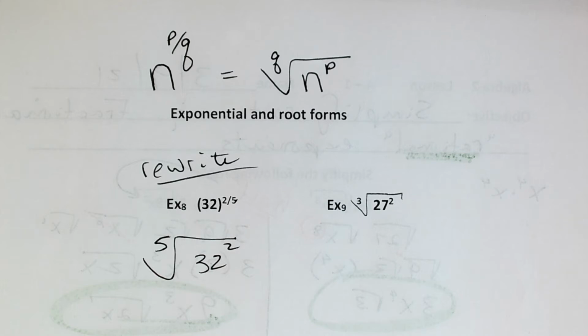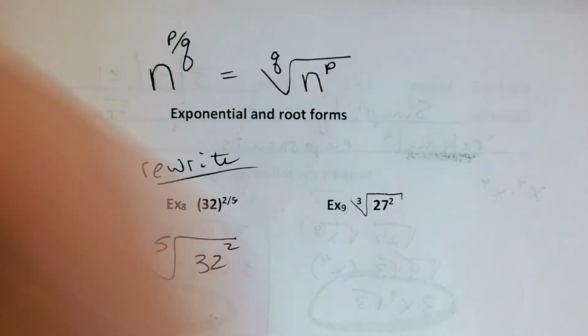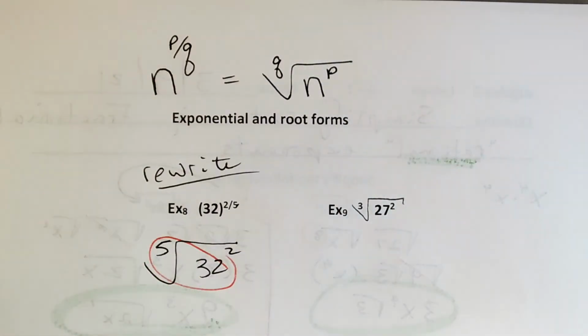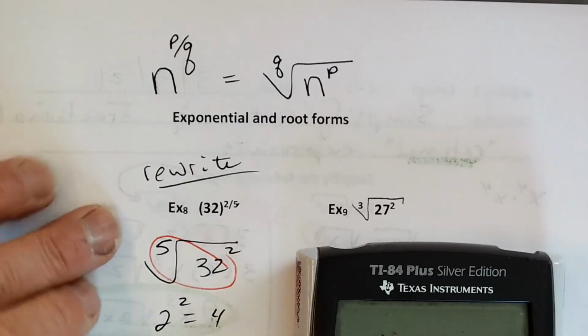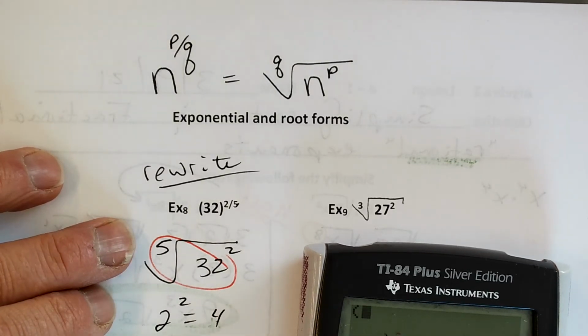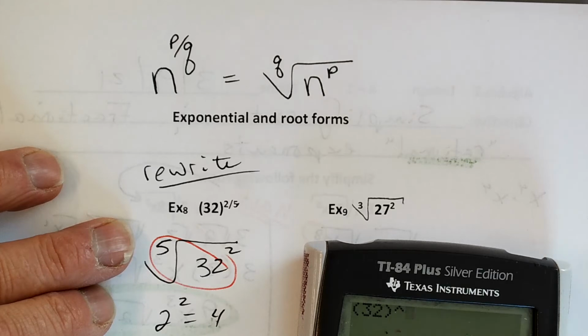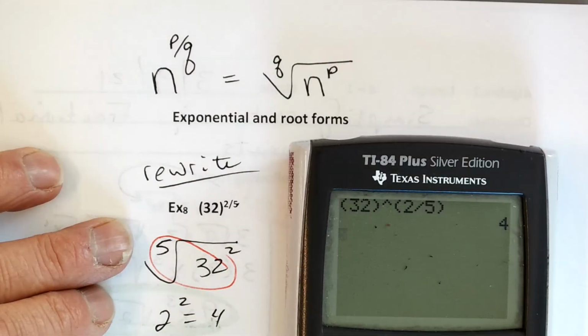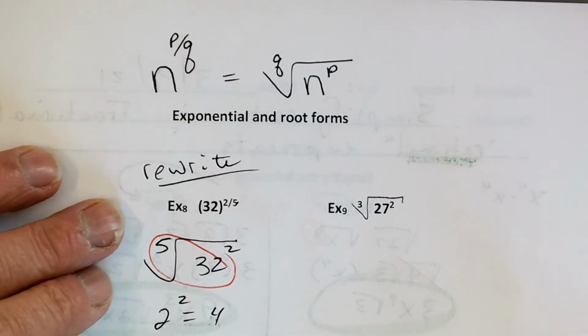It's got to be. Now, you can always use a calculator if you don't know these, but that is going to be 2 to the 2nd power, which is 4. My calculator will do these, which is kind of cool, because if I go parentheses 32 to the power of 2/5, I get 4. What do you know? But I can use my brain because my brain's smarter than that.